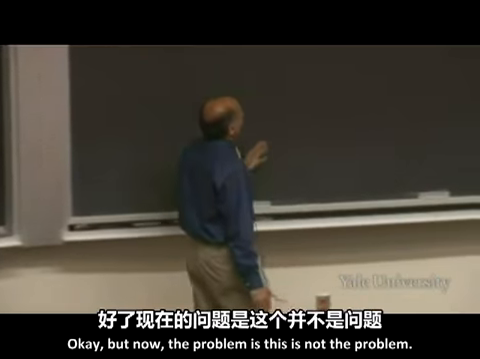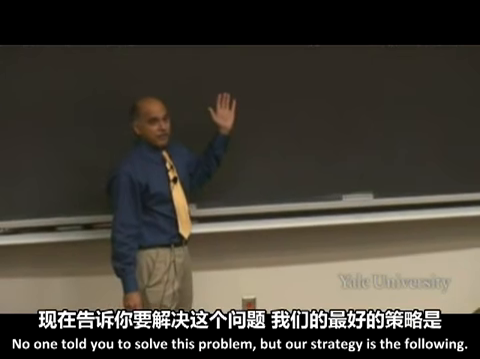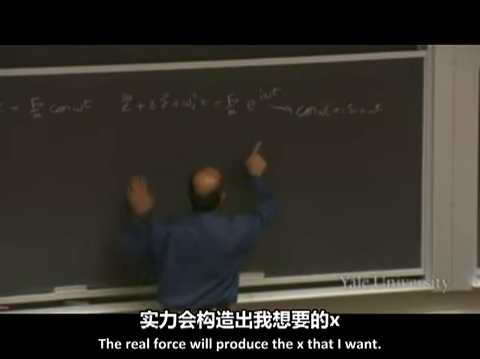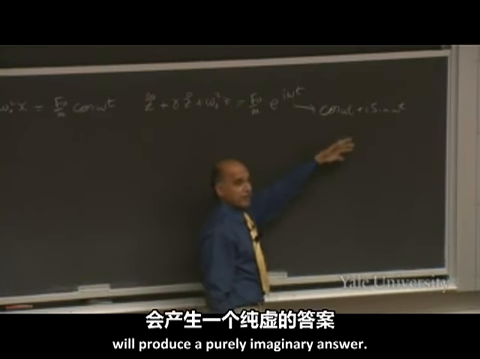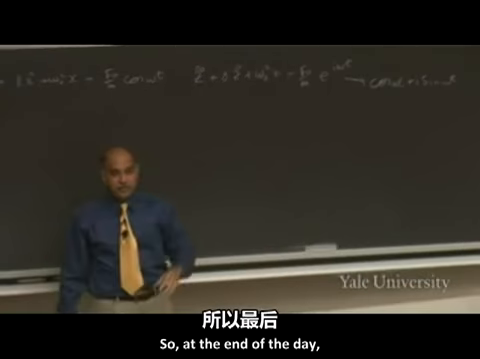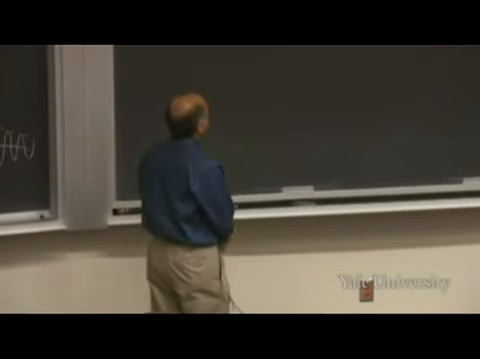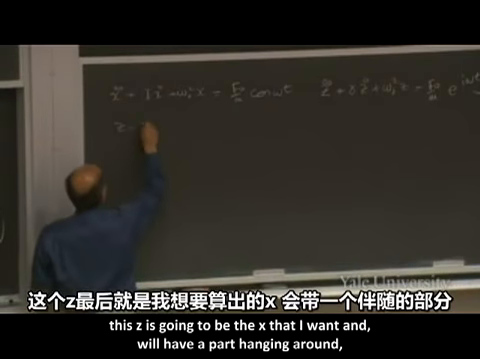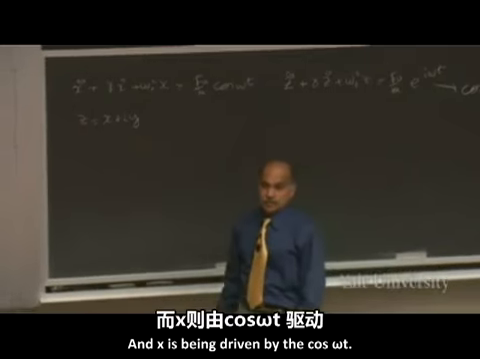Okay. But now the problem is, this is not the problem. No one told you to solve this problem. But our strategy is the following. The right-hand side has got a real force and imaginary force. The real force will produce the x that I want. The imaginary force, purely imaginary, i times sin omega t, will produce a purely imaginary answer. So at the end of the day, I will find the answer and keep only the real part. That's the plan. So this z is going to be the x that I want, and we'll have a part hanging around, y, that I don't want, but y is being driven by the sine omega t, and x is being driven by the cos omega t.